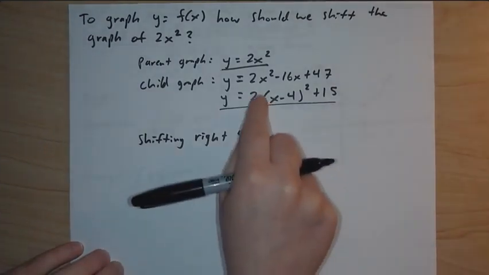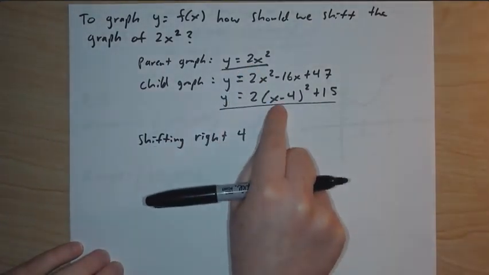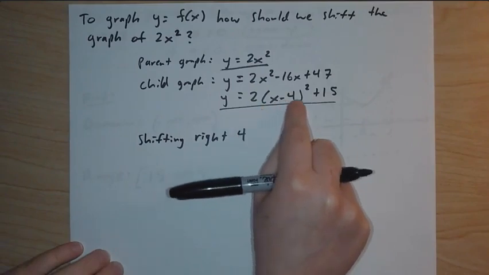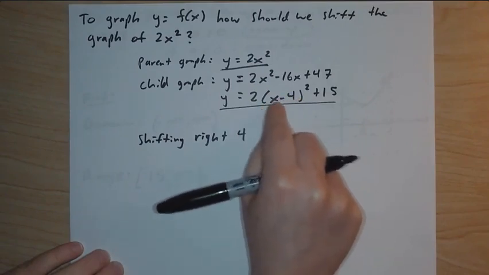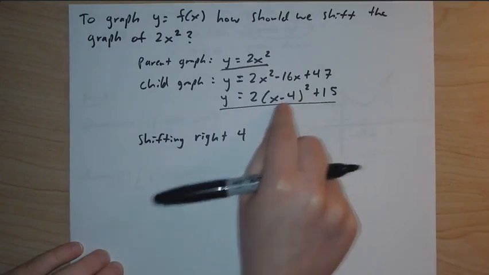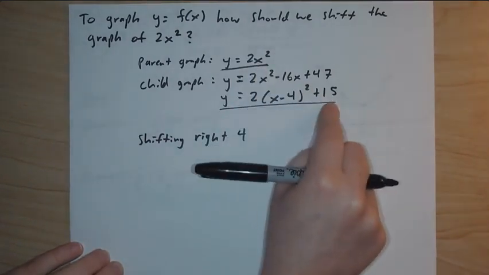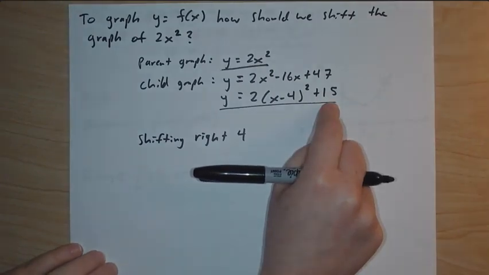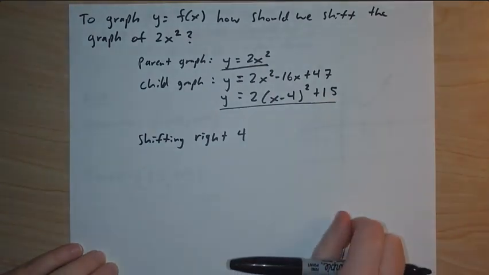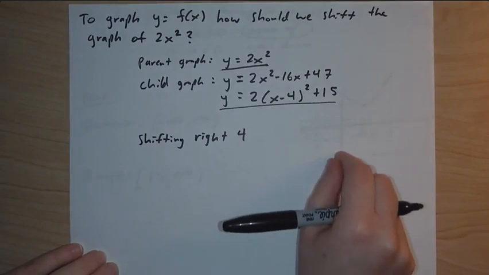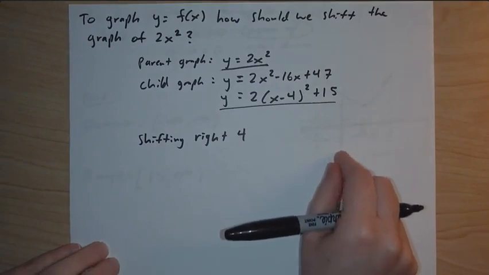The next thing we notice from this to this is we have 2, this right here is standing for the x squared, and then we added 15. So we added 15 to our parent graph. If we add a number, that's going to be a vertical shift up. If we subtract a number, that's going to be a vertical shift down.